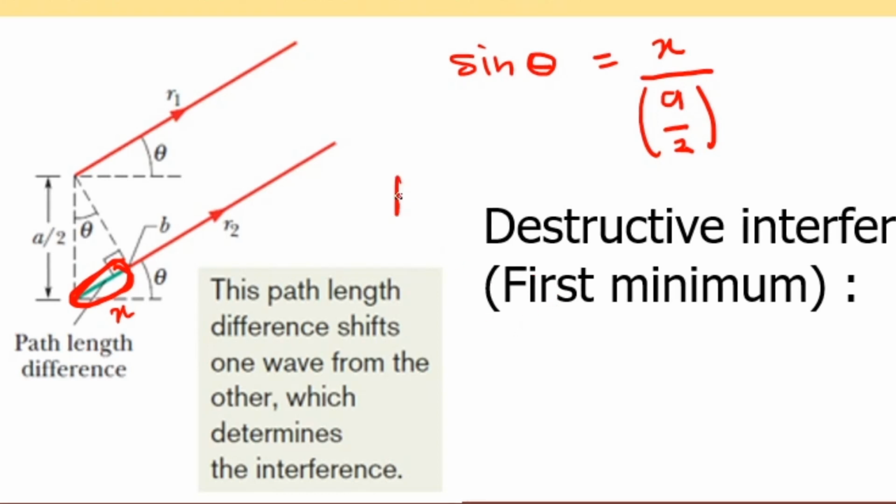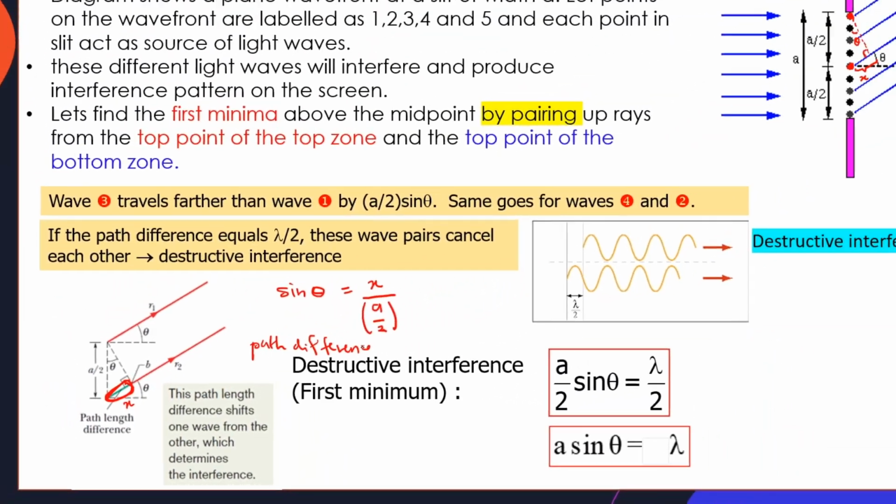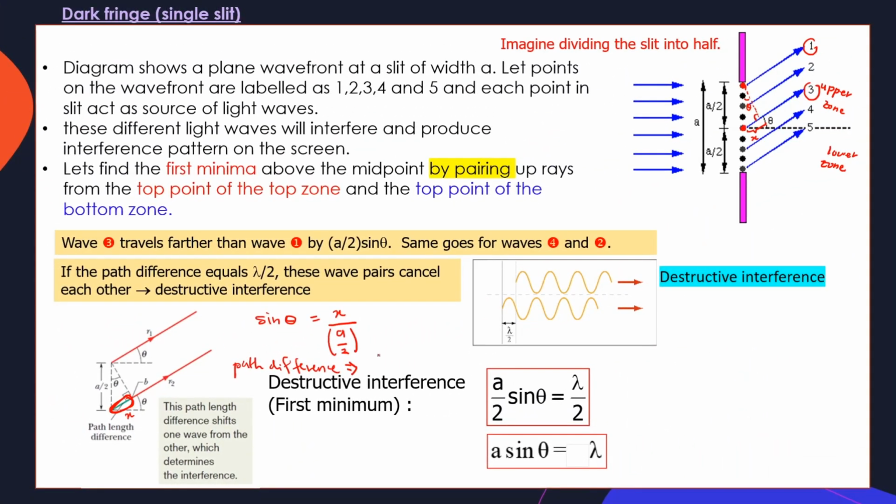So the path difference is equal to A over 2 sine theta. Because x is the path difference, the path difference x is equal to A over 2 sine theta. Therefore, wave 3 will travel farther than wave 1 by A over 2 sine theta, and this is the path difference. Same goes for wave 4 and 2.